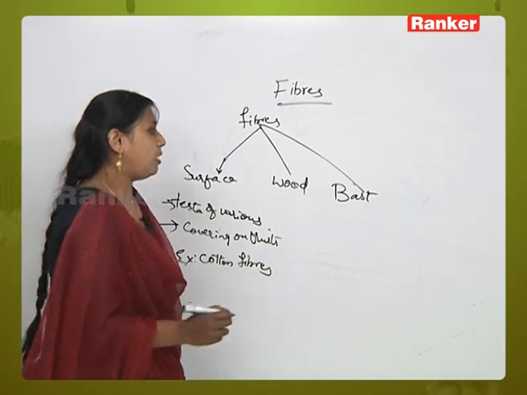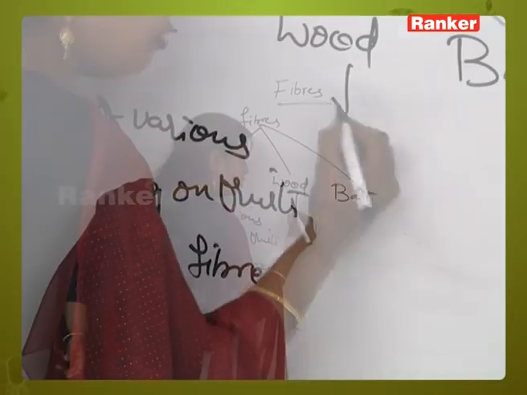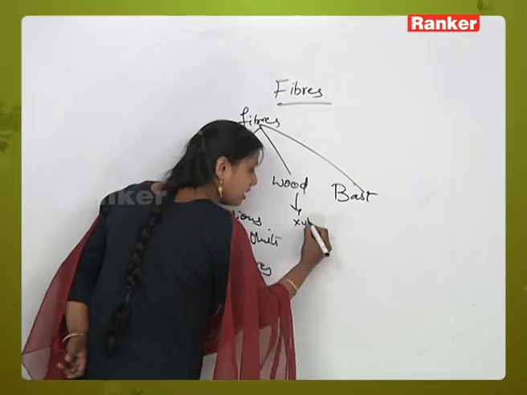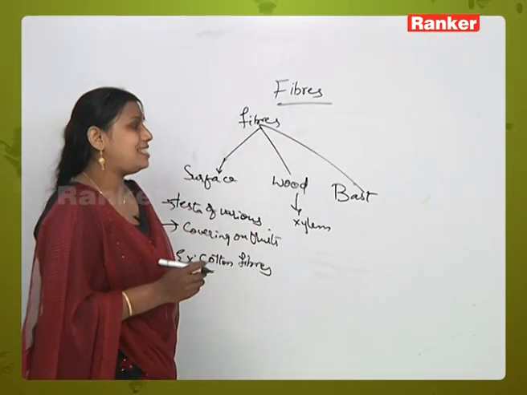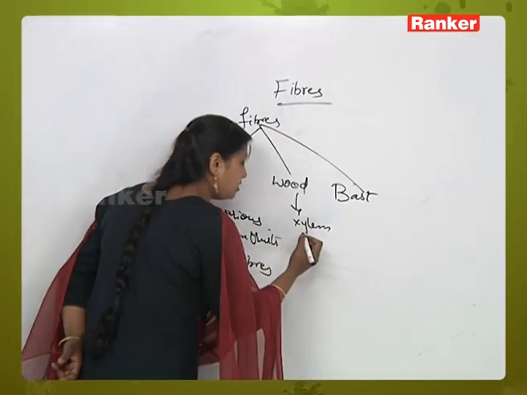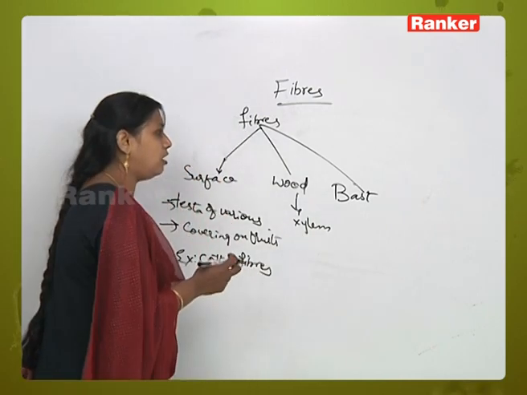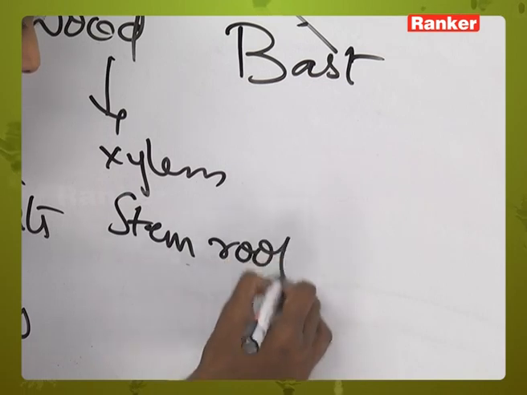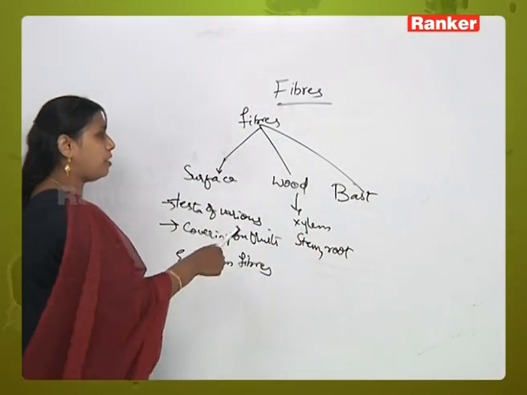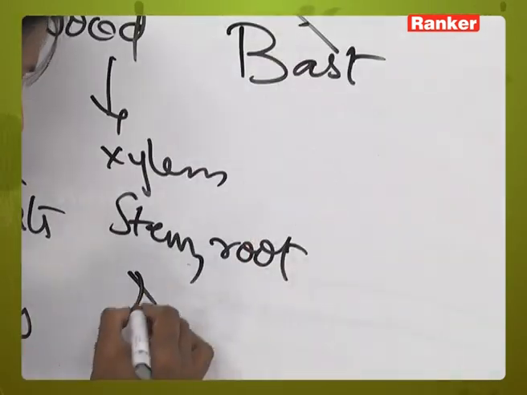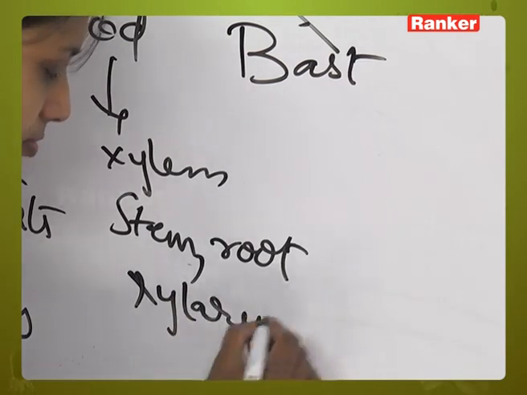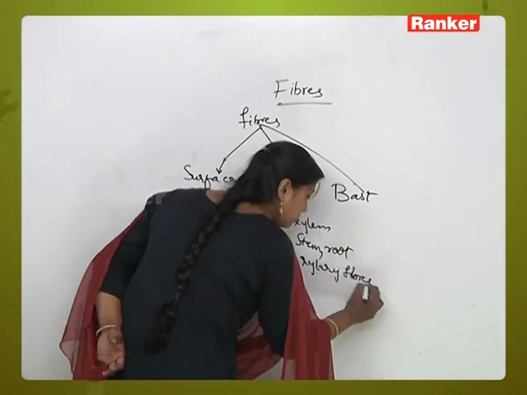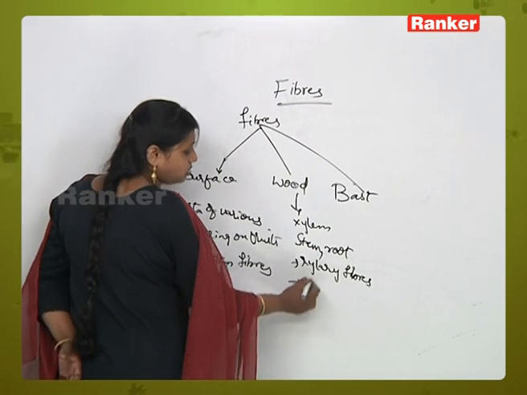Next, wood fibers. Wood fibers are the fibers which are found in the xylem, and also these are found in the stems and root xylems. Root xylem and stem xylem. This type of fiber is called as wood fiber, or these are also called as xylary fibers. Example is Aristolochia.